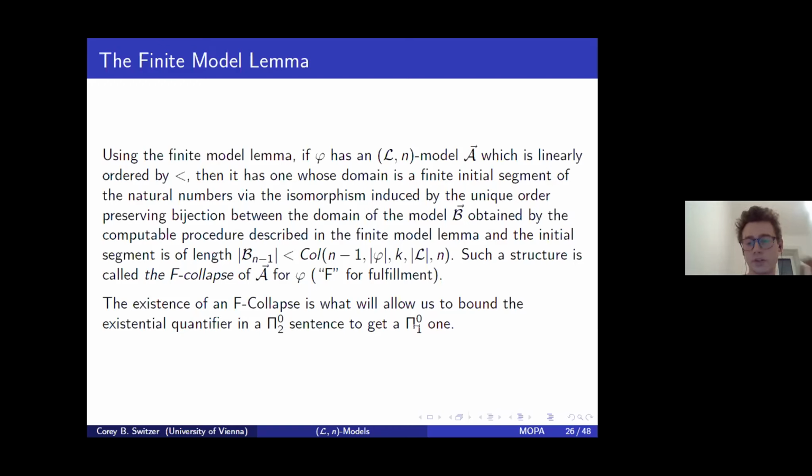All right, so I'm going to turn to some applications now. Before I do, are there any more questions about the finite model lemma?